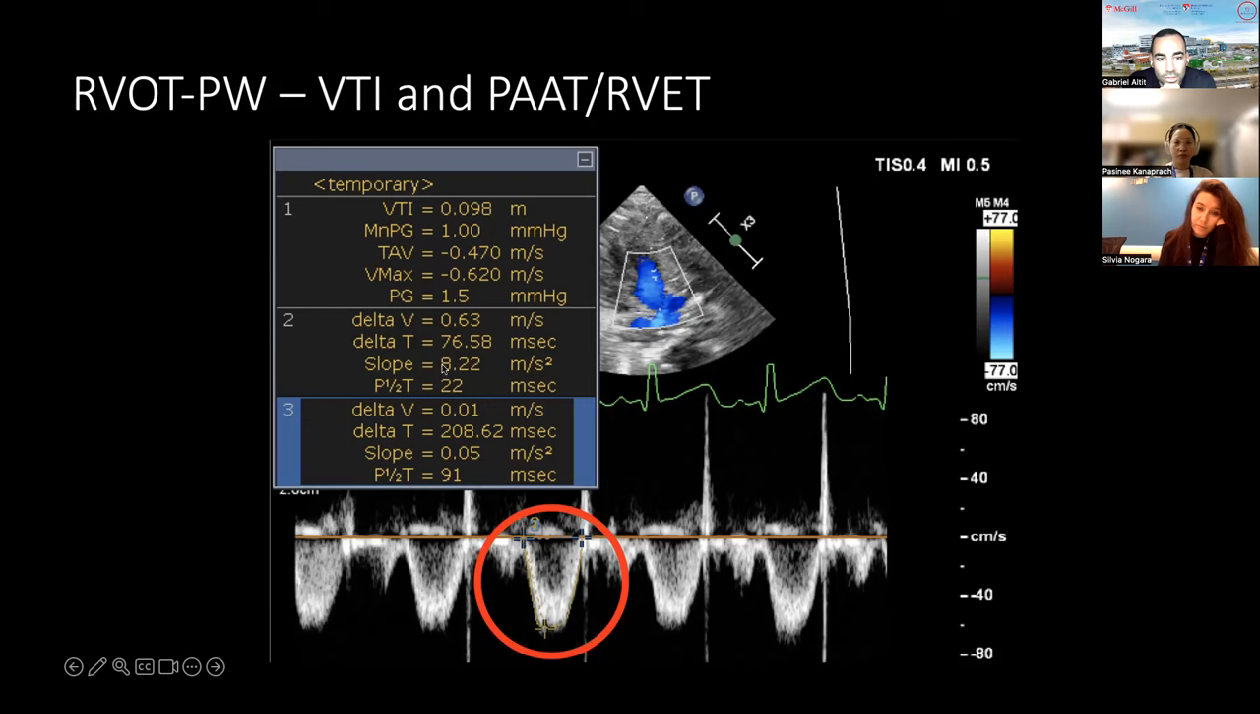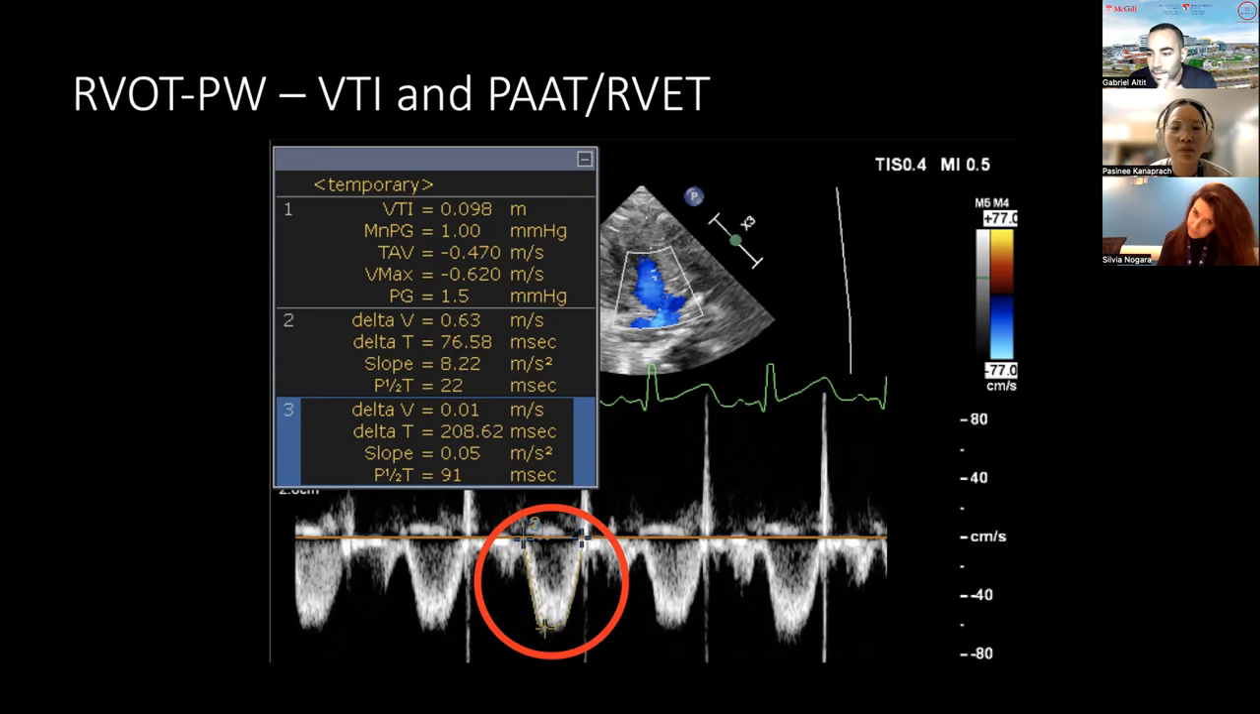So here, the ejection time is 209 milliseconds. It's all these things. So number 3 in blue. And then your acceleration is number 2, which is 77 milliseconds. And then you can do the ratio of your acceleration time to your RV ejection time, which has been a marker that we use sometimes to assess RV afterload.